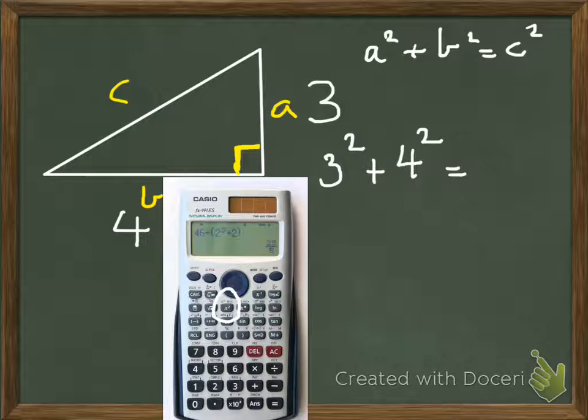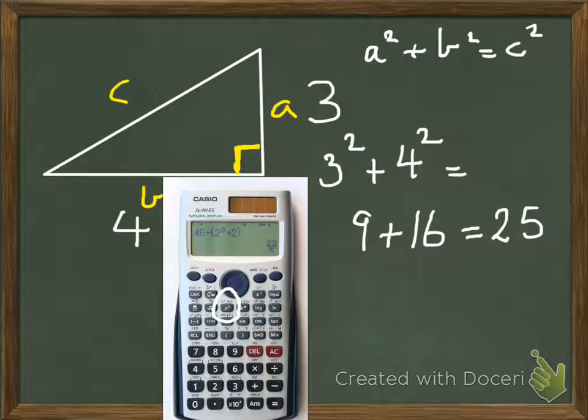So that is going to be 3 squared. Well, you can do it in your head if you want to. 3 squared is 9, plus 4 squared is 16. And so what's 9 plus 16? Well, that's 25. But this is the bit that sometimes people get a bit hung up on.